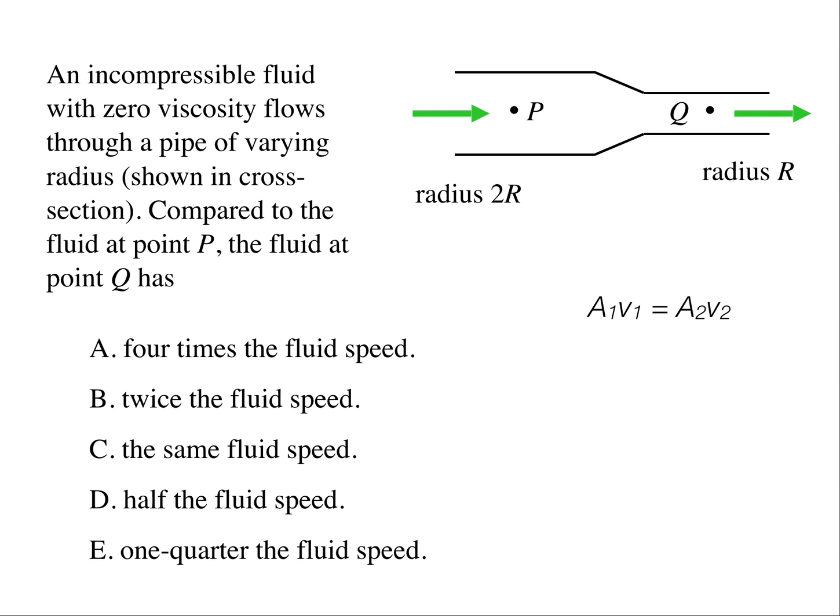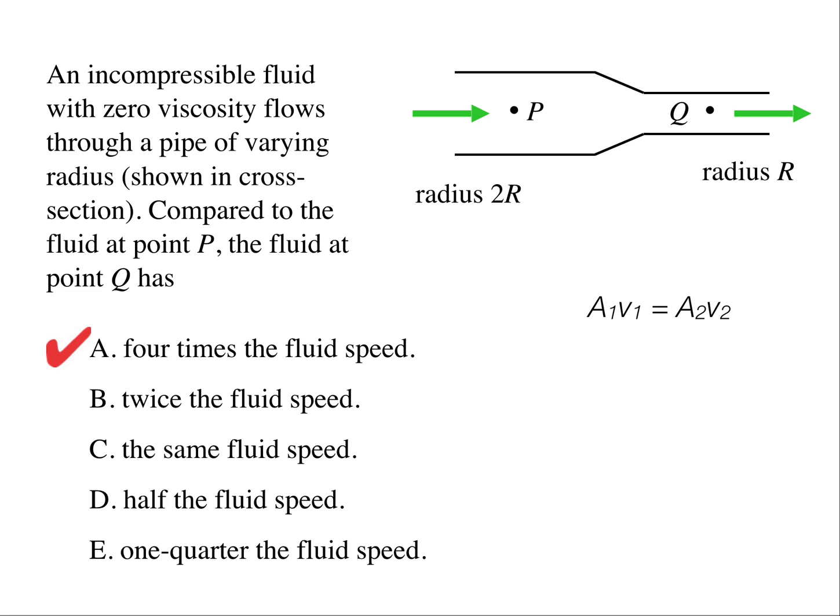Okay, so let's do one more clicker question. We have a pipe with radius 2r at point P, and then the pipe has a radius r at point Q. And so the question is, how does the fluid speed compare at point P and point Q? All right, so take a moment, pause the video, try to think about the answer here. Okay. And here's the answer. The answer is A. The fluid is moving 4 times faster at point Q.